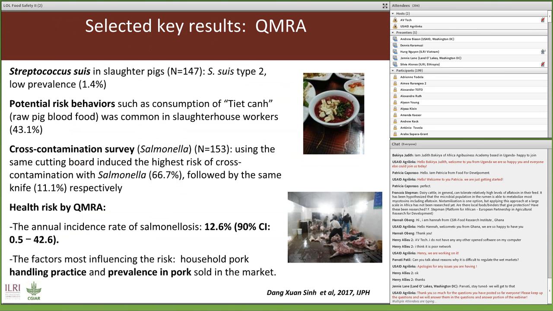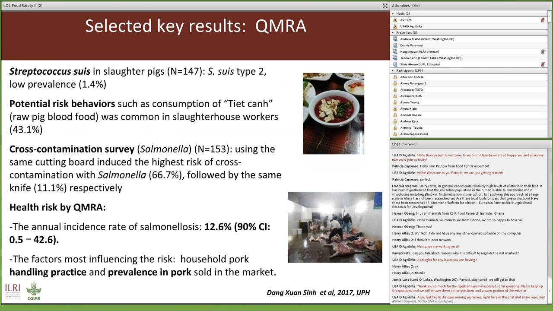We can see also some other pathogens. For example, Streptococcus suis is a nasty pathogen, and it actually exists in the blood of a pig. And the implication of that is, in fact, Vietnamese people sometimes eat the raw blood of pig. And when the New Year comes in 2 days, for example, many people eat that, and you see the risk to consumers by eating this.